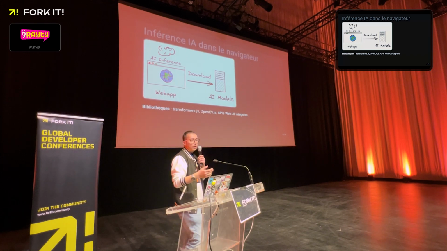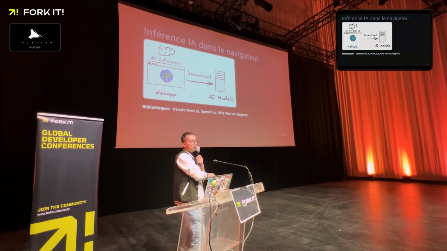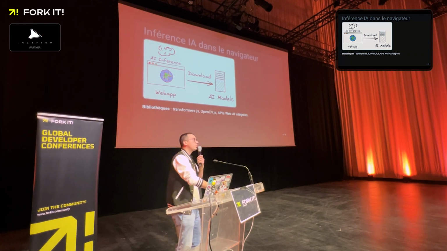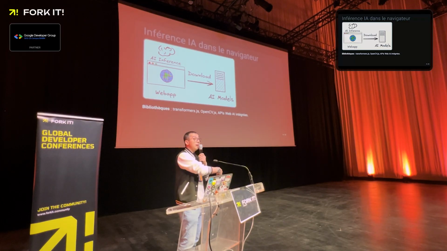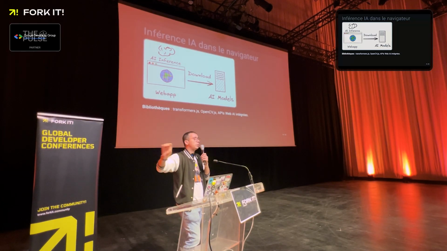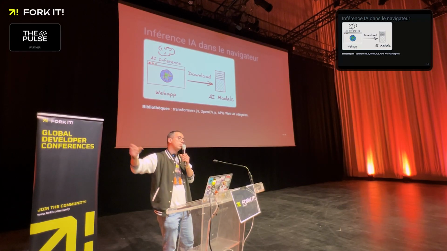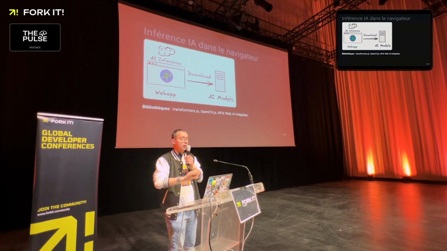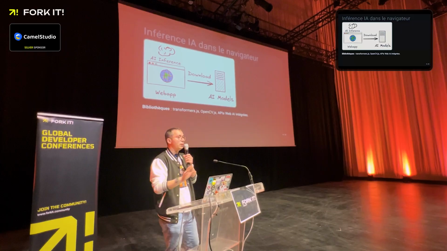So how does it work? The AI inference engine is directly in the browser, whether it is in your code or directly in the browser itself. And you only need the server to download the AI model, because AI models are still needed. You need to download the web app, and you need to download the AI model. But when this is done, you don't need the server anymore.